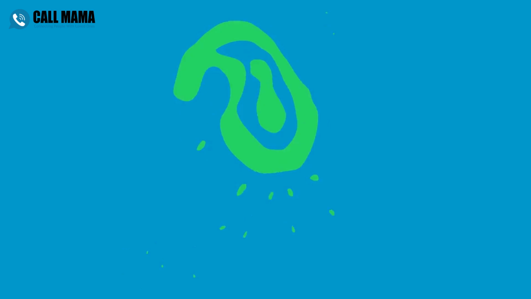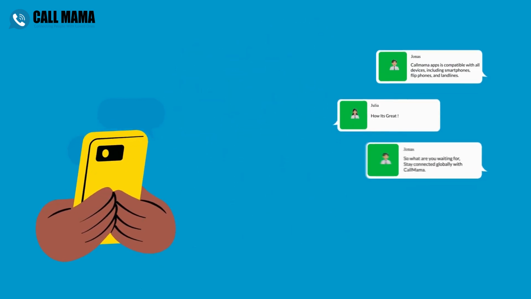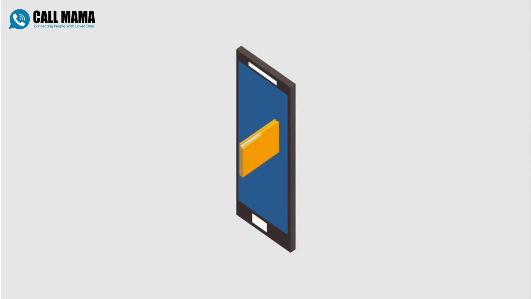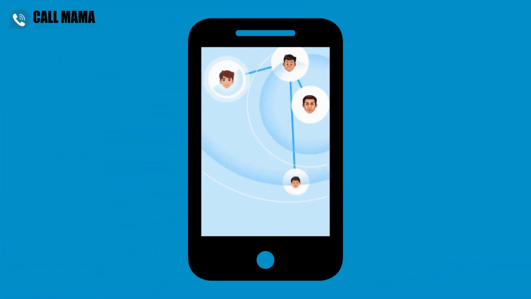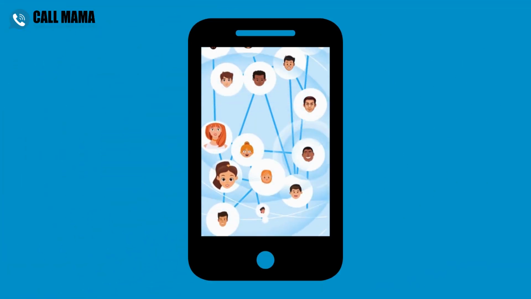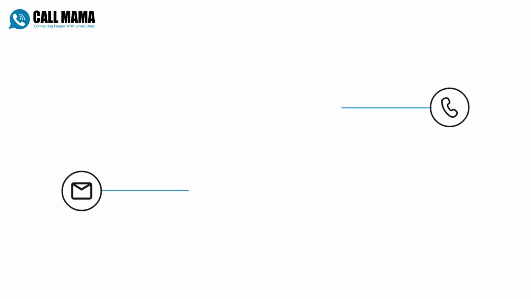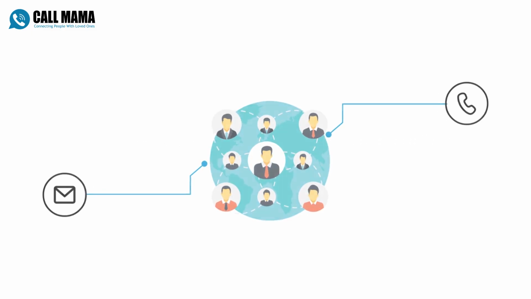WhatsApp is a popular messaging app that allows you to send text messages, make voice and video calls, and share photos and videos. If you're communicating with someone in Canada using WhatsApp, you'll need to use the correct area code to ensure your messages and calls reach them.